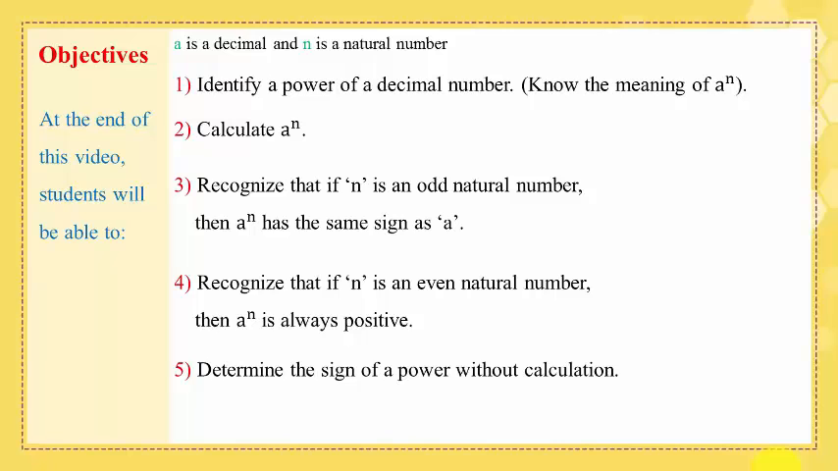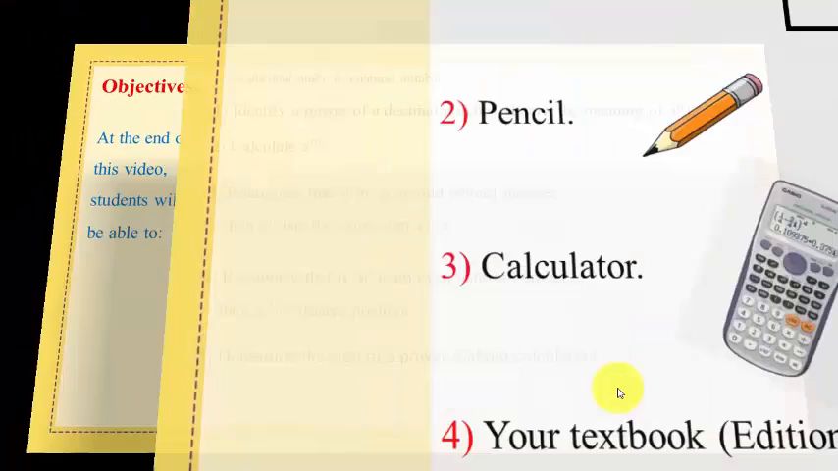At the end of this video, students will be able to identify a power of a decimal number, know the meaning of a^n, where a is a decimal and n is a natural number, calculate a^n, recognize that if n is an odd natural number, then a^n has the same sign as a, recognize that if n is an even natural number, then a^n is always positive, and determine the sign of a power without calculation.